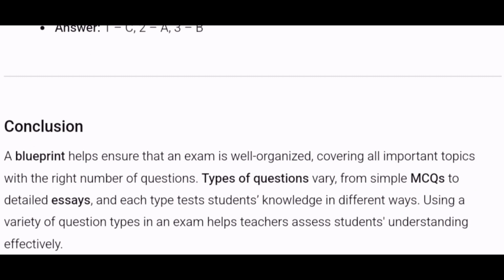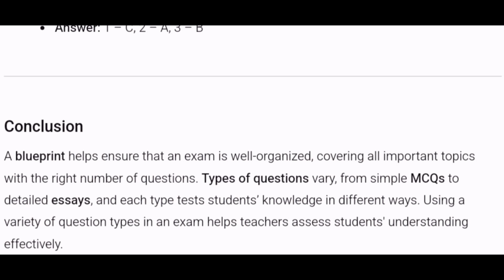So now in conclusion, we have a blueprint that helps ensure that an exam is well organized, covering all important topics with the right number of questions. Remember, when we talk about blueprint, it is basically about the exam, the type of questions, the pattern of questions, how many marks you will give, how much content you will pick up in the form of question paper or in the form of questions from the syllabus you have taught. So those things come under blueprint.